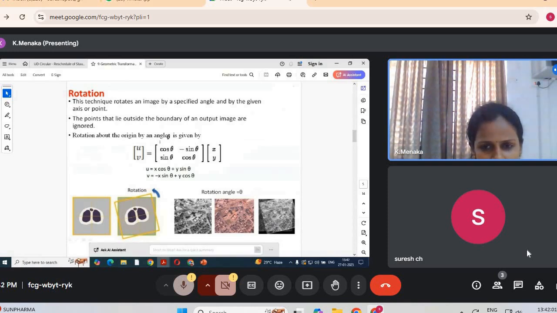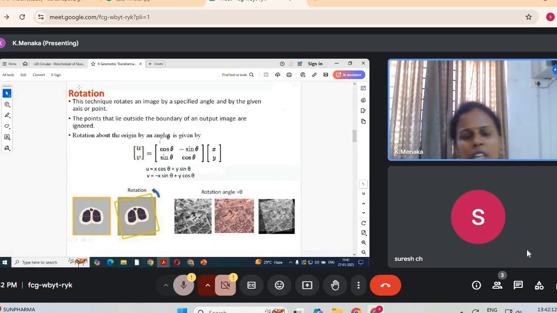This is another image. When we are rotating this image, the portion that falls outside the boundary is ignored. So that is called a rotation. Most probably we will use cos theta and sin theta for indicating the angles in images.